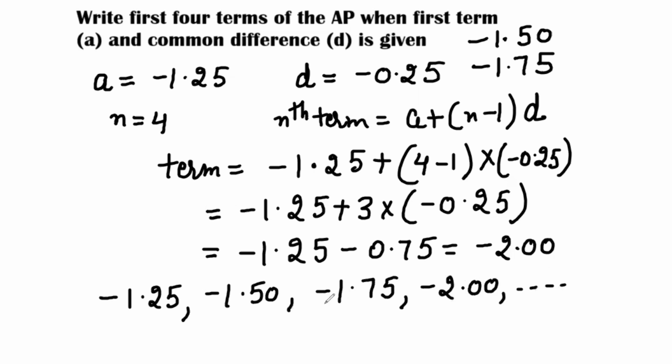Similarly, we can calculate any number of terms for a particular AP if we already know the first term and the common difference, using the formula a plus n minus 1 d. Once you remember the formula, you can easily calculate any term of any AP if you know the first term and the common difference.